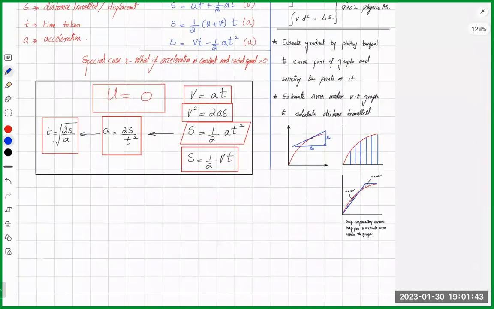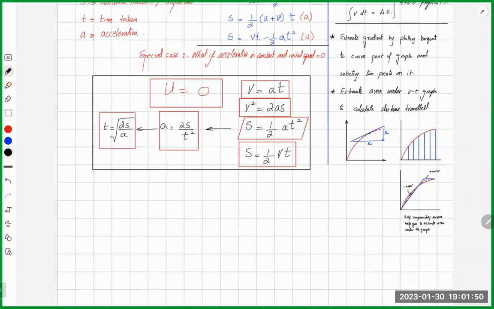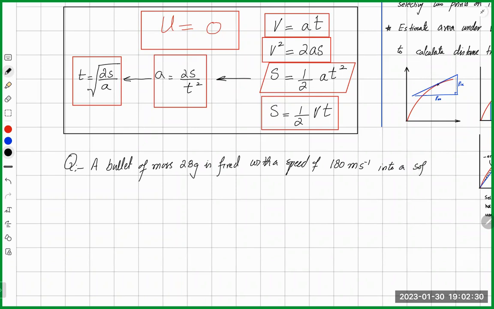Now, when this is done, it is time for a very simple, very easy question. Let's see. The question is: a bullet of mass 28 gram is fired with a speed of 180 meter per second into a soft log of wood.